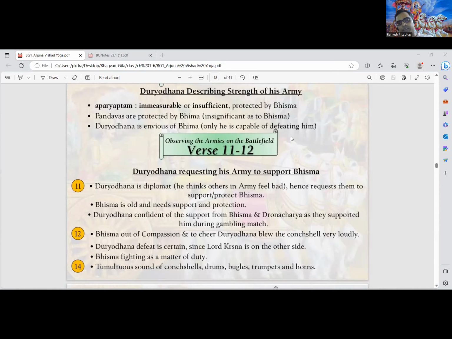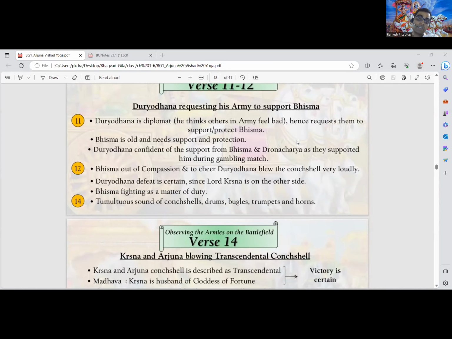And the other thing we discussed yesterday is that Duryodhana, to boost the other warriors on his side, so that they should not feel left over, does diplomacy again. He says that Bhishma is old and needs protection, so you all have to protect him from all sides, cover him while he's fighting, lest he be lost during the fighting. So that's how Duryodhana is.